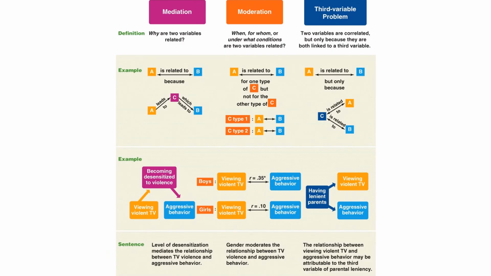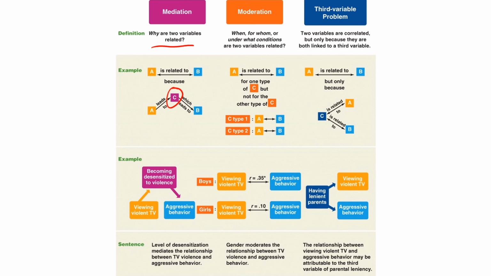And this gets to us basically looking at it in graph form. First, mediation. Why are the two variables related? They're related because of a third variable. Another example, viewing violent TV is correlated with aggressive behavior. Why? It could be that we could find the mediator, that we become desensitized to violence.